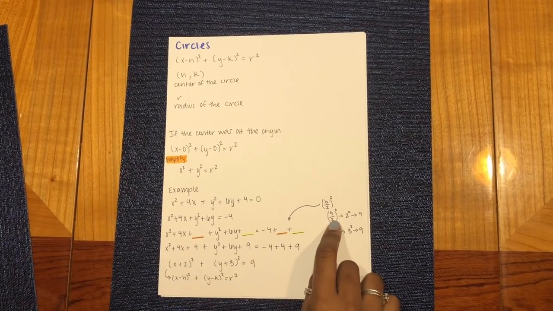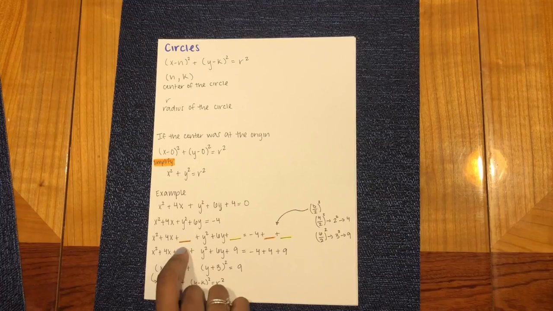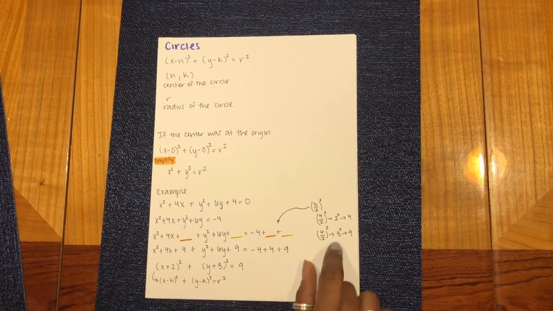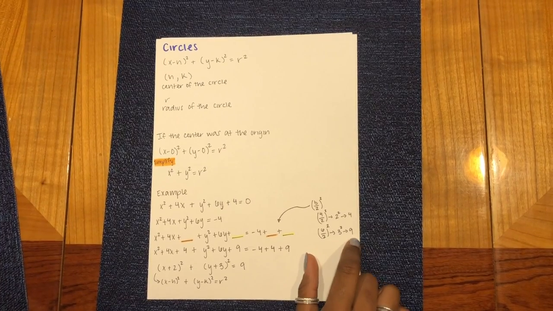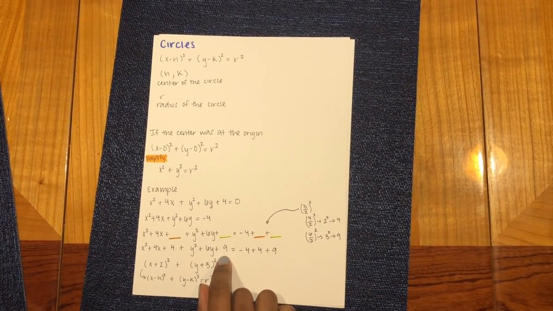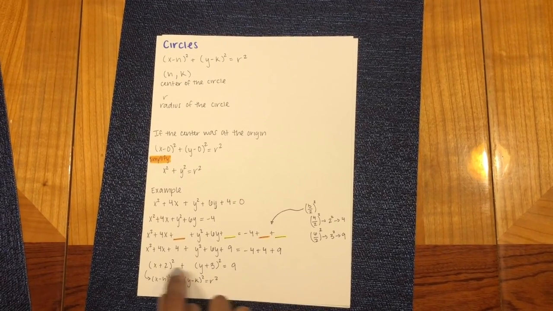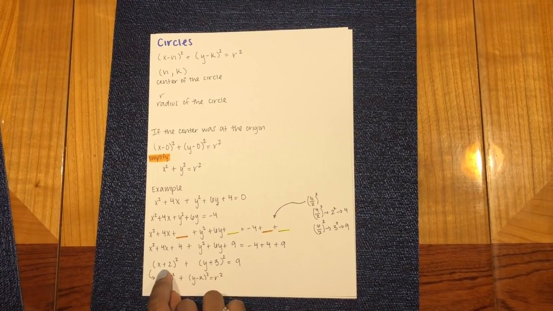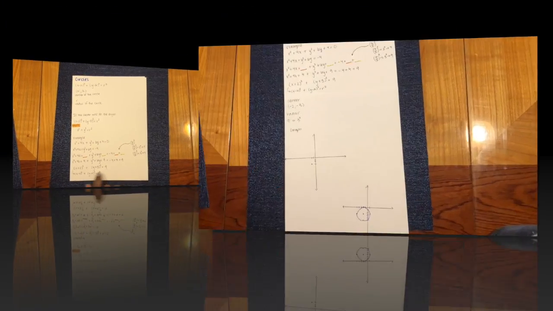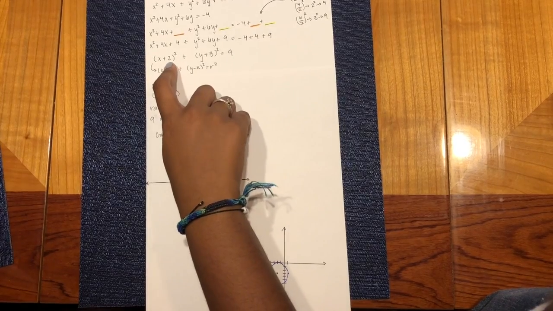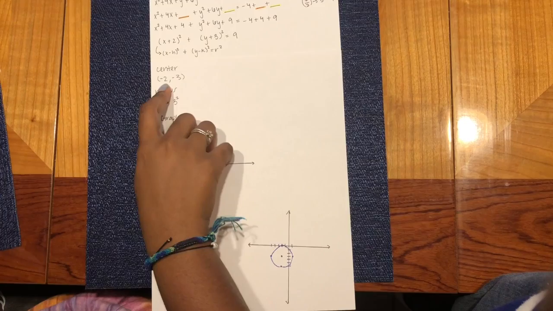So for the first one, we're going to do 4 divided by 2, which is 2, and then square that is 4. So we're going to put that in the first space. For y, it's 6 divided by 2, which is 3. 3 squared is 9. So we're going to put that here. And we also need to add these to the right side. Always remember that. So then when we simplify this, we get (x + 2)^2 + (y + 3)^2 = 9.